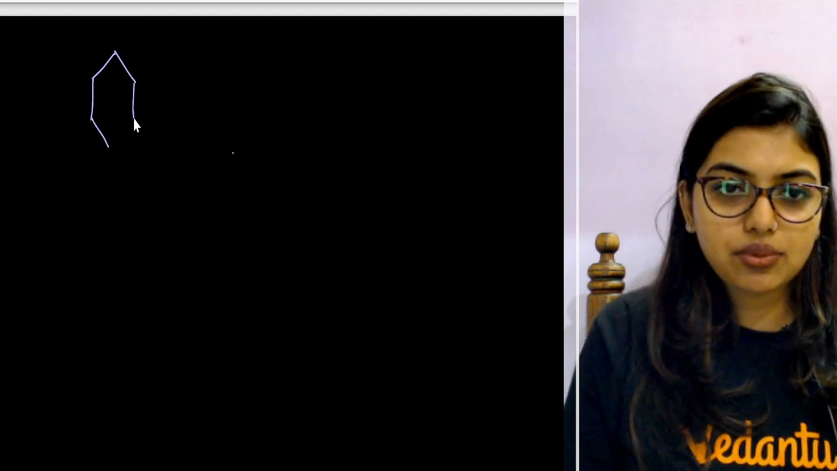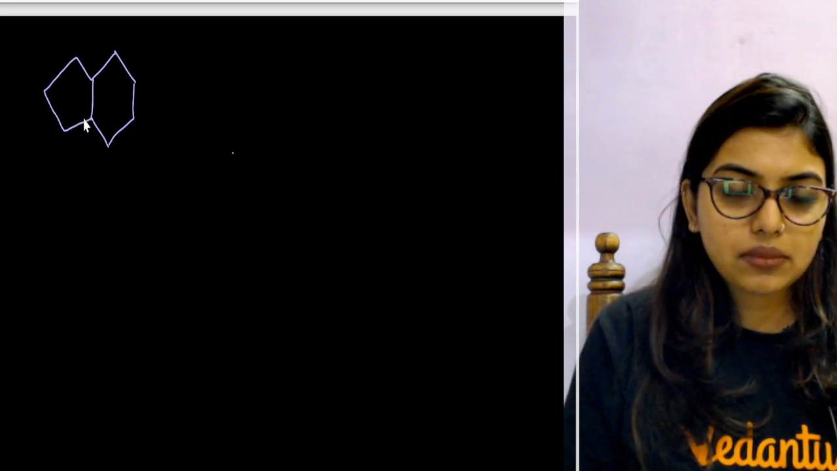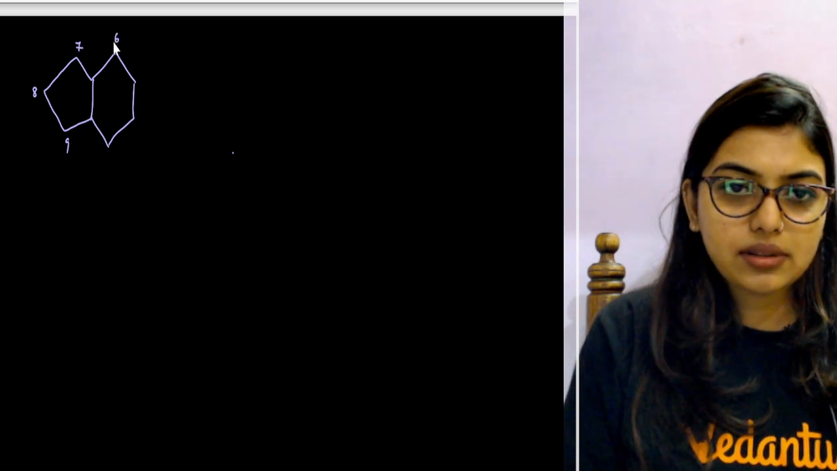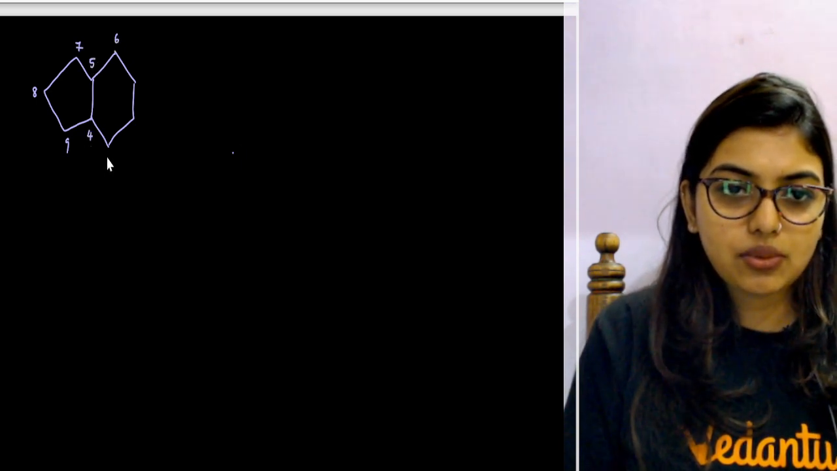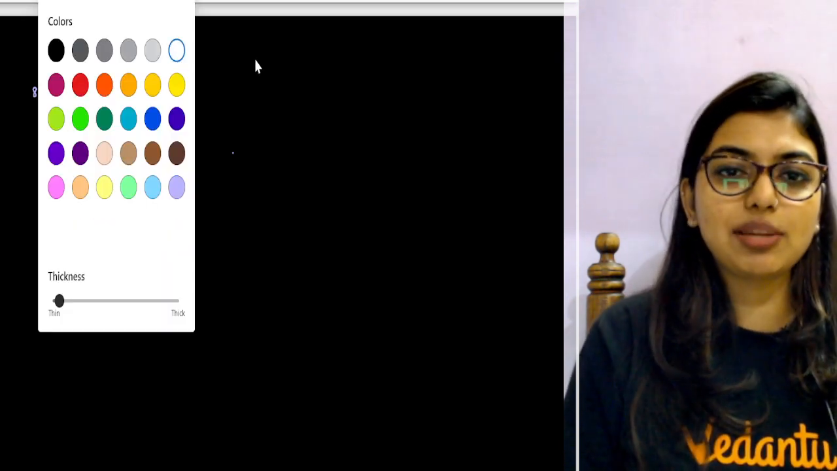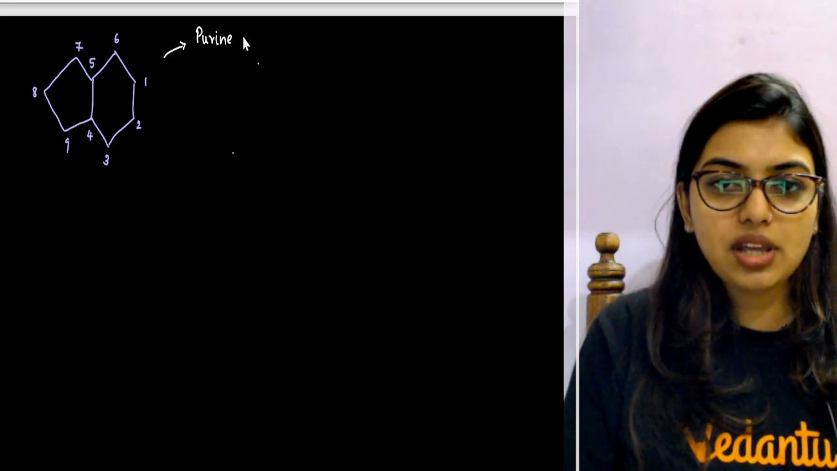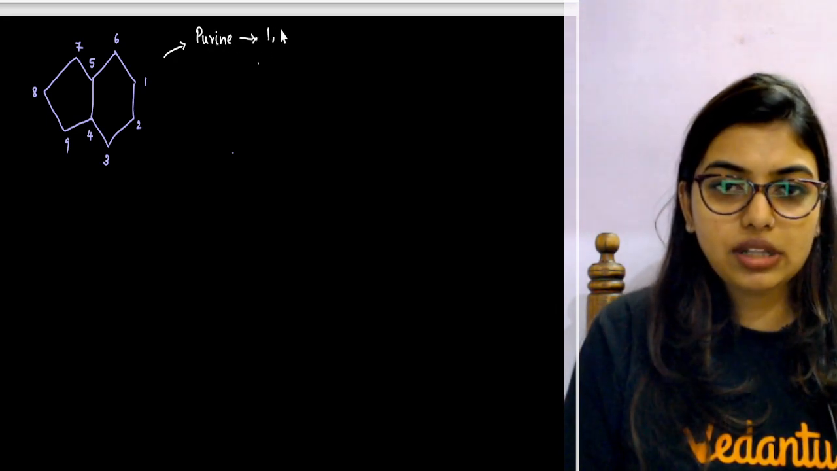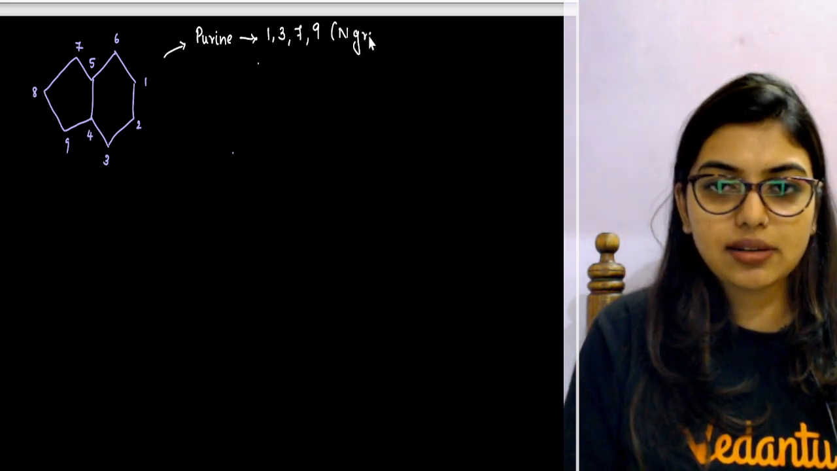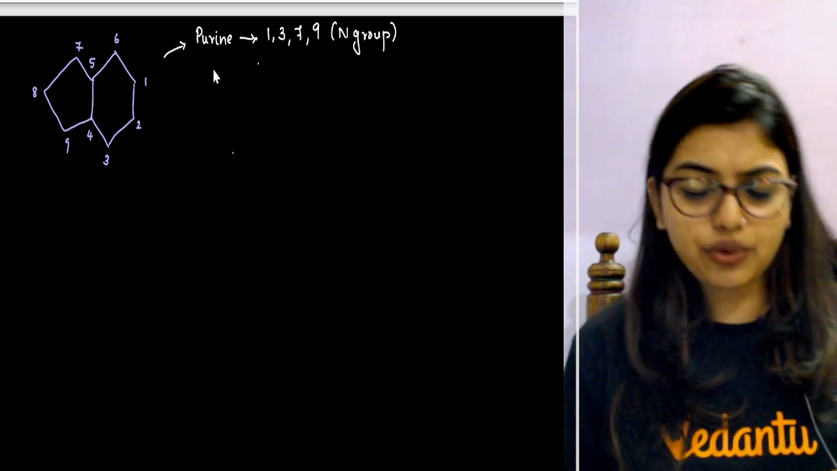See, this is a purine. So 9, 8, 7, 6, 5, 4, 3, 2 and 1. So, some jugaad will be there for us to remember. So students, on the purine, on the 1st, 3rd, 7th and 9th positions, there is going to be a nitrogen group present. All the odd numbers: 1, 3, 7, 9, you're going to see a nitrogen group.